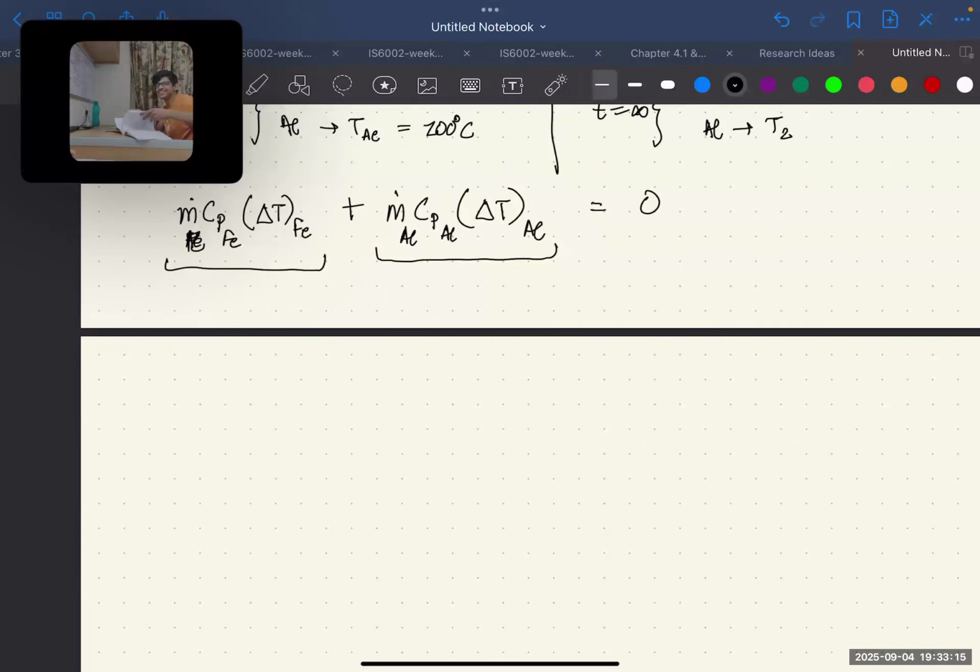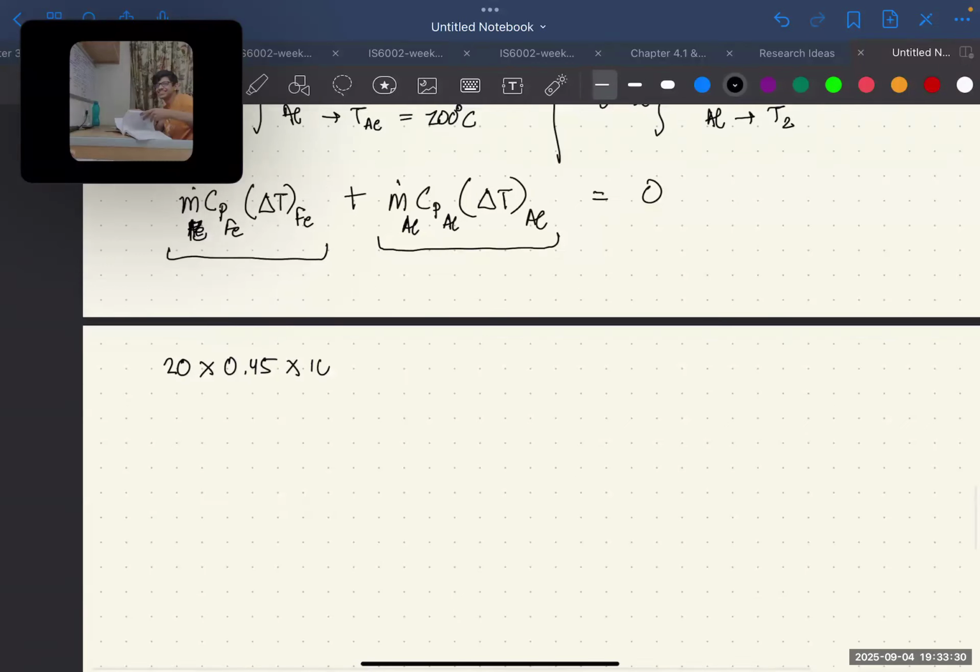What is m dot of iron? I think it's 20 kgs, right? So 20 times what is Cp of iron? Cp of iron is 0.45, but please notice that it is kilojoule. So we have to multiply that by 1000 to come to SI units. And then what is delta T of Fe?